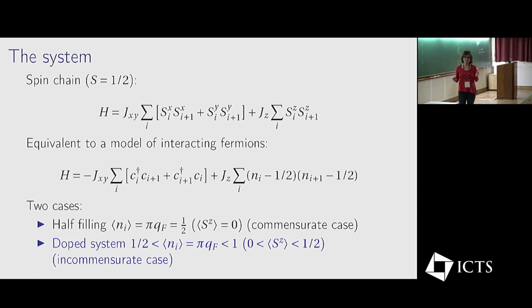I will call this case the commensurate case because the density is commensurate with the lattice. Or you can study the problem in the doped case, where the density is somewhere between 1/2 and 1. I will call this case incommensurate. And this is the main focus of my talk.